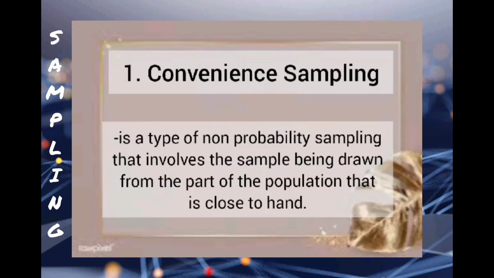Convenience sampling is a non-probability sampling method where the sample is taken from the group of people that are easy to contact or easy to reach. For example, standing at a mall or a grocery store and asking people to answer questions would be an example of convenience sampling.